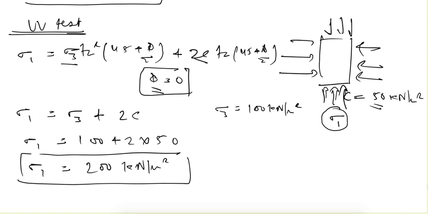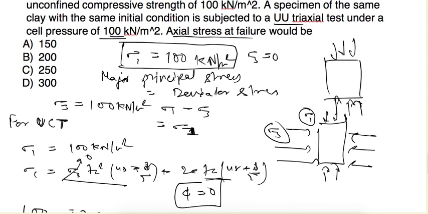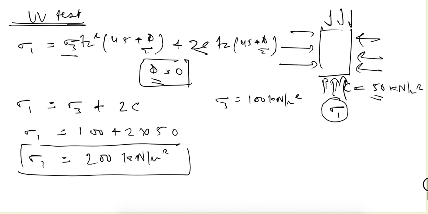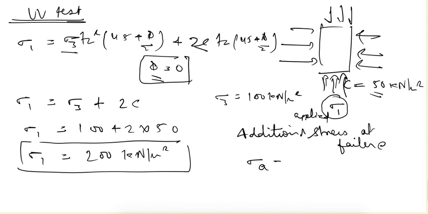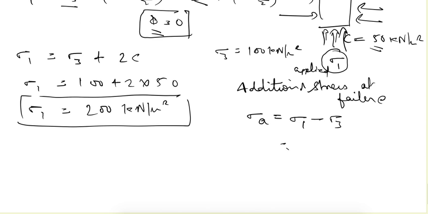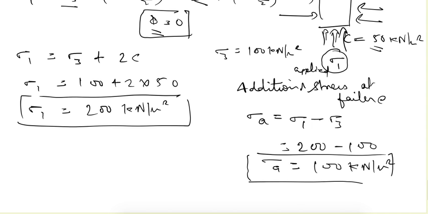Now in this question, what was asked? It asked for the axial stress at failure. So it is not asking for additional stress. If it were asking for additional stress at failure, or additional applied stress, in that case it would have meant that it is asking for the deviator stress, which is the difference of sigma 1 and sigma 3. So in that case the deviator stress would have been 200 minus 100, which is 100. So just be careful about the language, otherwise the questions will be easy.